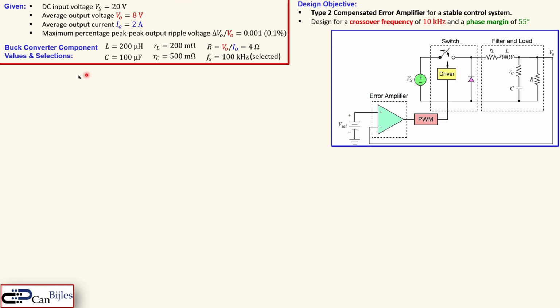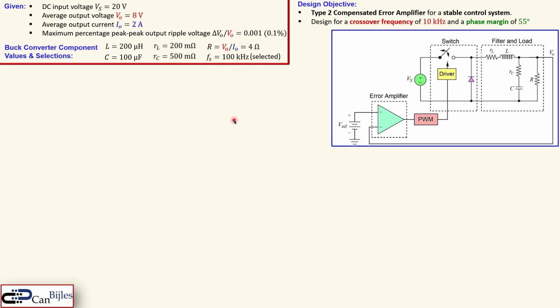Now that is done, and the buck converter components and values we have selected are these. We have an inductor of 200 microhenries, which has an equivalent series resistor of 200 milliohms, and the capacitor will be 100 microfarads with this 500 milliohm ESR. The load resistor must be 4 ohms, because that is 8 over 2, the minimum value allowed, so you can go up. And we have a switching frequency of 100 kilohertz we have selected.